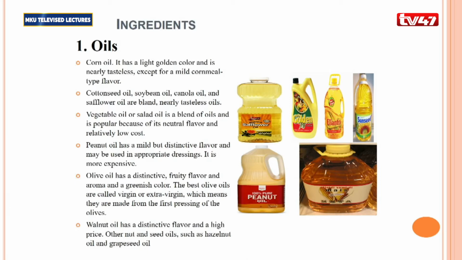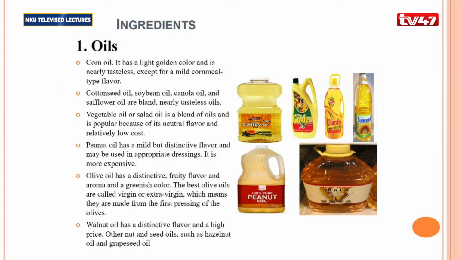The first one is oil. We have different categories of oils in the market. For example, the first one is corn oil. Corn oil has a flavor of the cornmeal, because you know what cornmeal is, so it usually has that flavor. It is also light gold in color, and it is almost tasteless, so it is one of the best oils for making salads.